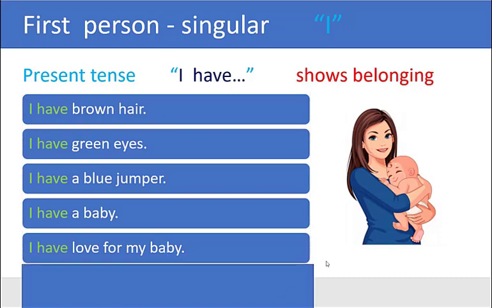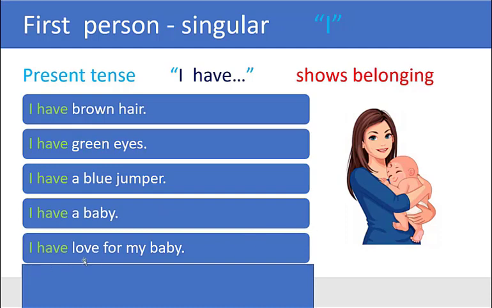Now we're going to look at one more thing here, because it says here, I have love for my baby. So far, we have looked at things that are tangible, which means you can touch them. So, brown hair, you can touch your brown hair. Green eyes, you can touch your green eyes. A blue jumper, you can touch this. And a baby, you can touch a baby. Those are tangible things, things you can touch.